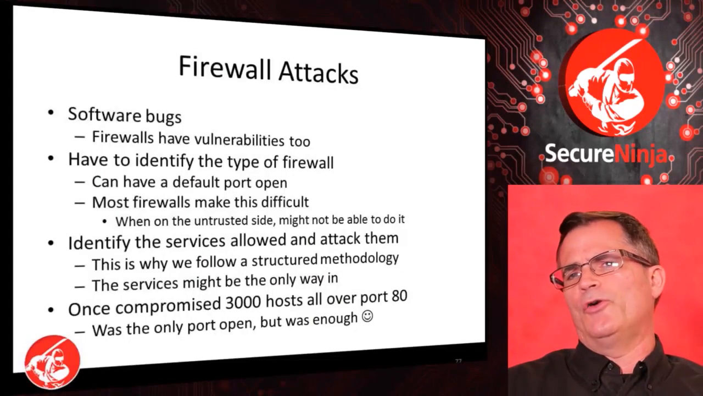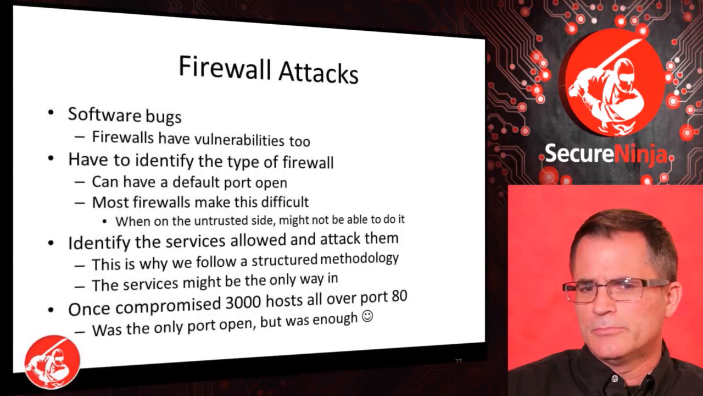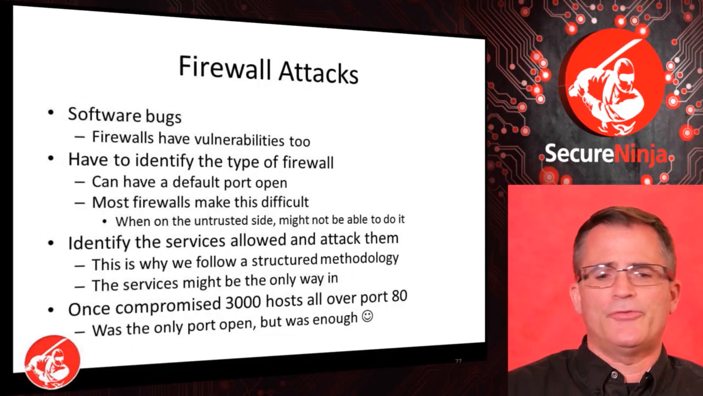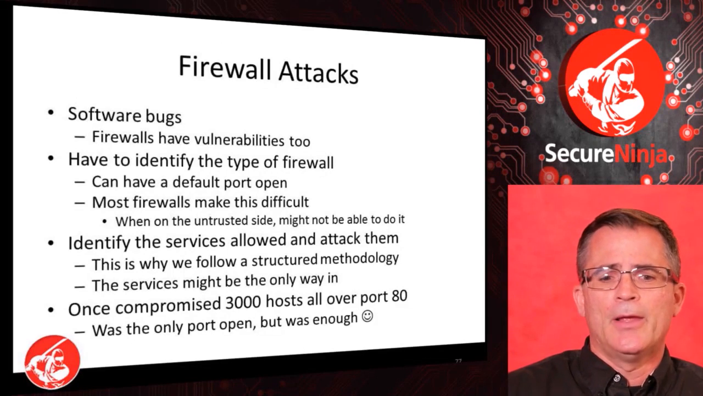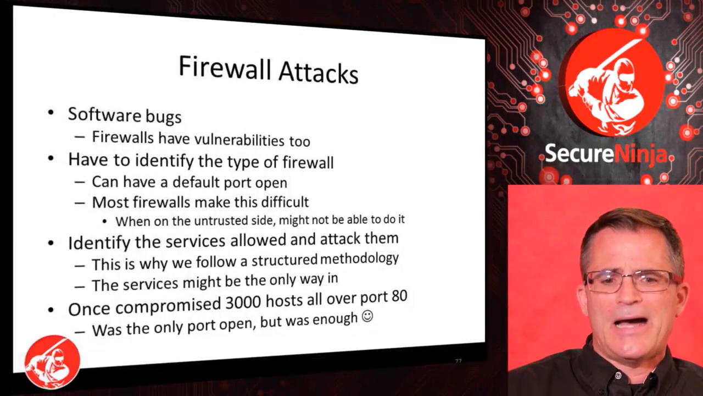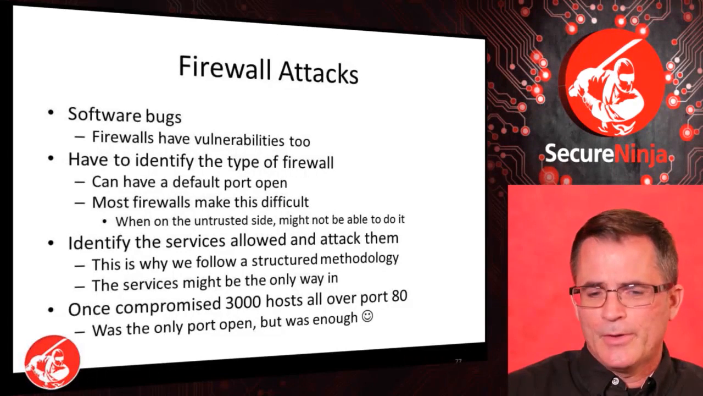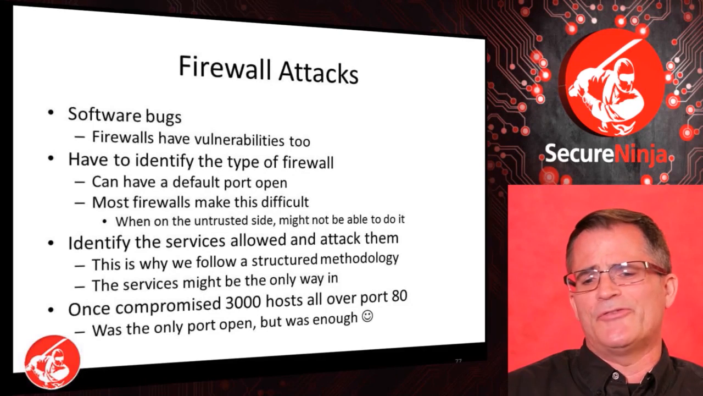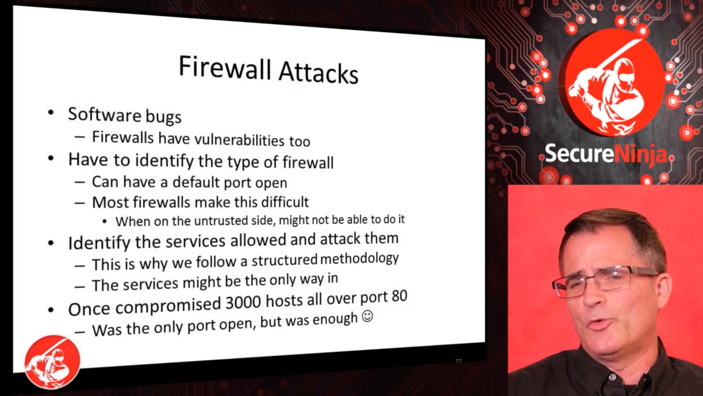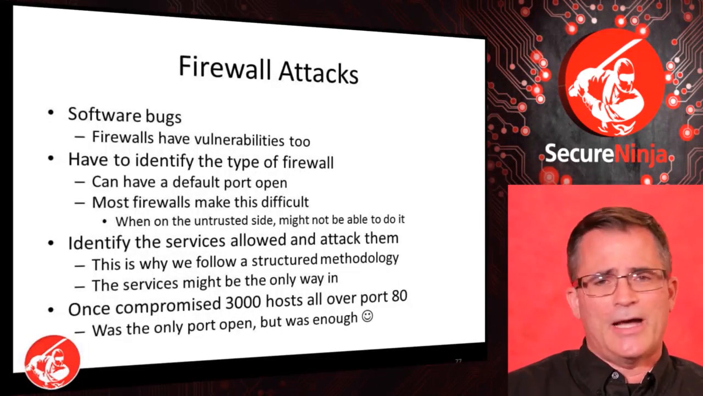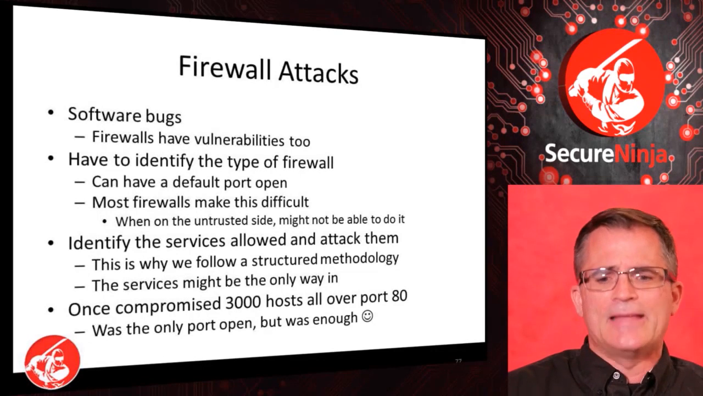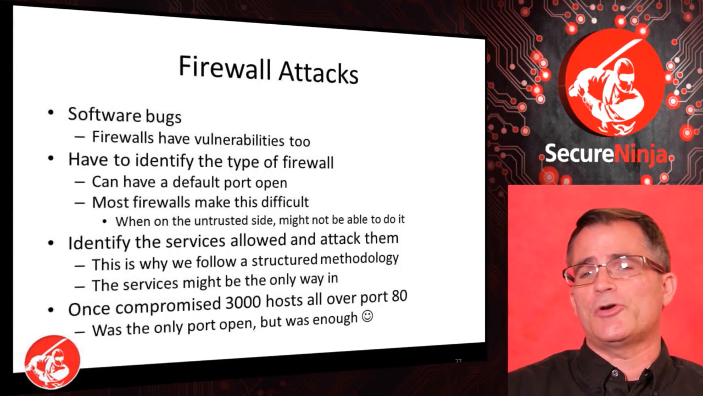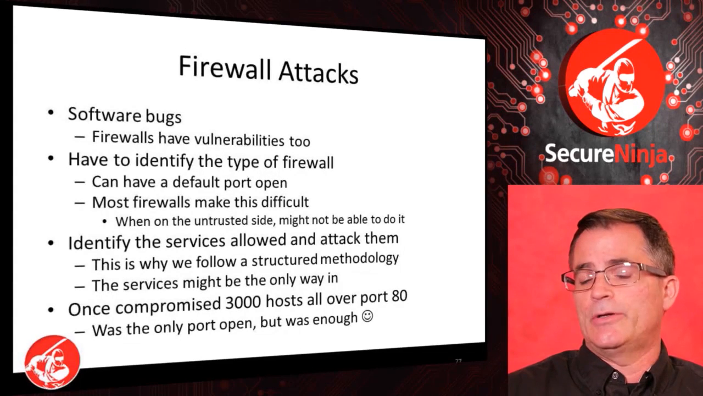So what do we do with firewalls? Can we attack firewalls? Well, they are software like anything else. There have been bugs in the software of firewalls. Firewalls have vulnerabilities too. We've got to get the type of firewall. Possibly they'll have a default port open, but most firewalls should make this difficult. When on the untrusted side, we shouldn't get any information back. Usually a firewall, if it's a good firewall, will not talk to the untrusted side. Identify the services allowed and attack them. That's what we do in a firewall attack. We figure out what the firewall allows in, and that's what we attack.